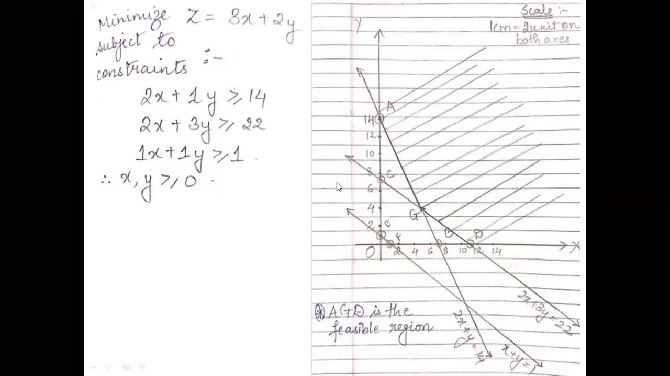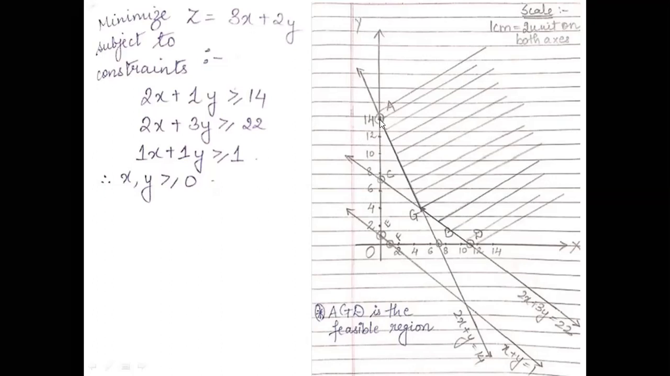So as you can see, all the 3 lines, when I plot, I get the region which is away from the origin. So when I highlight it, I have to take the common region, which is common to all the 3. So then I get the feasible region to be point A, point G and point D. These are the border lines of the feasible region. So AGD is the required feasible region.